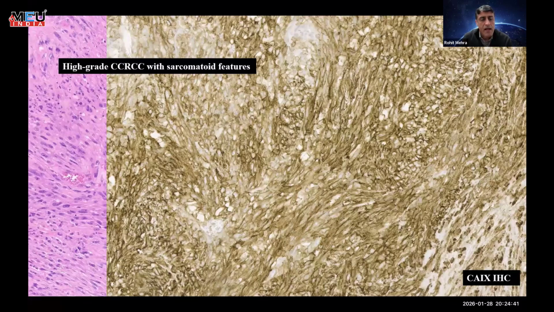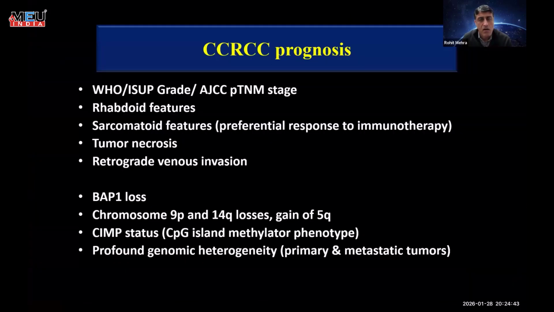This is my current understanding of the different factors which will influence prognosis and outcome for patients with clear cell renal cell carcinoma. Of course, tumor stage is paramount. Presence of rhabdoid features, sarcomatoid features, presence of tumor necrosis, as shown by elegant work done at the Mayo Clinic, is all contributory towards the clinical outcome for patients with clear cell renal cell carcinoma.